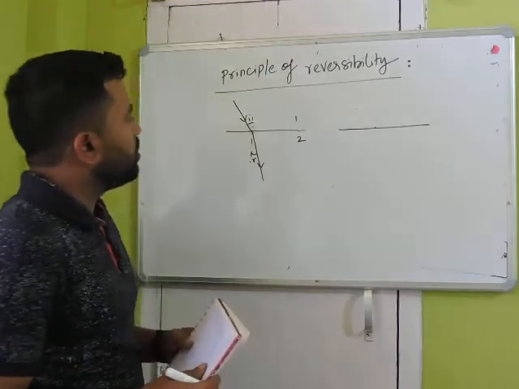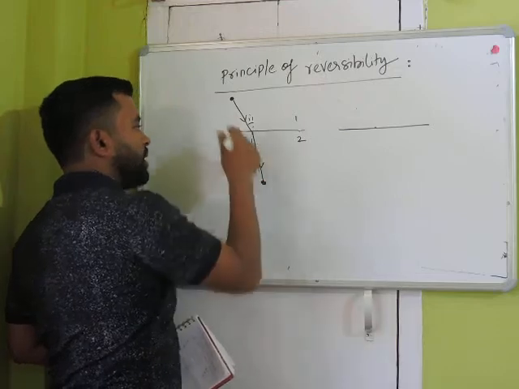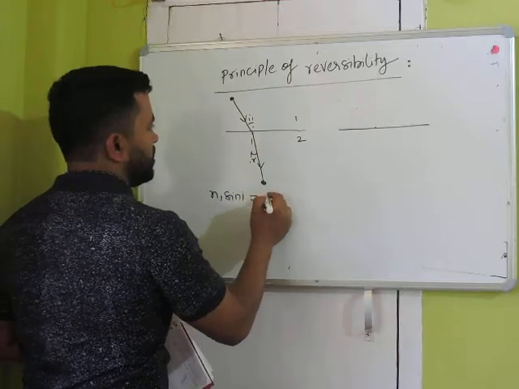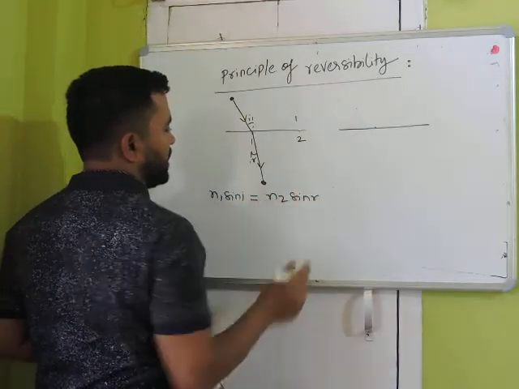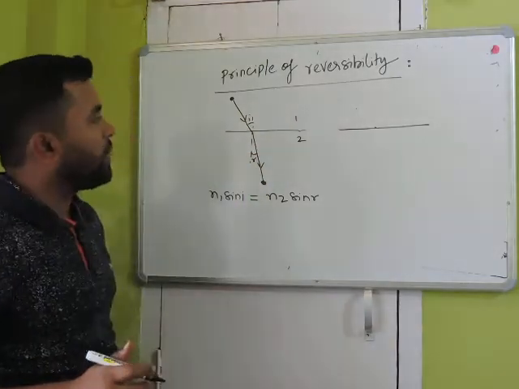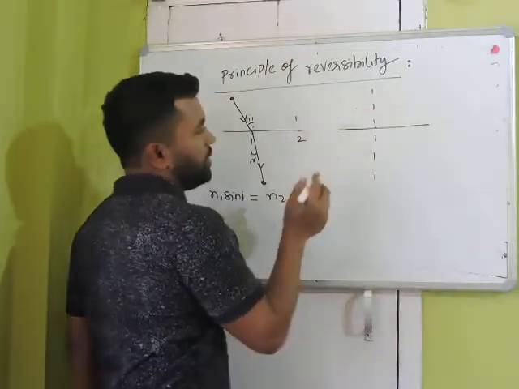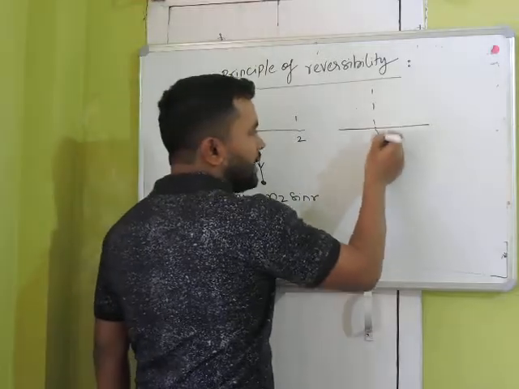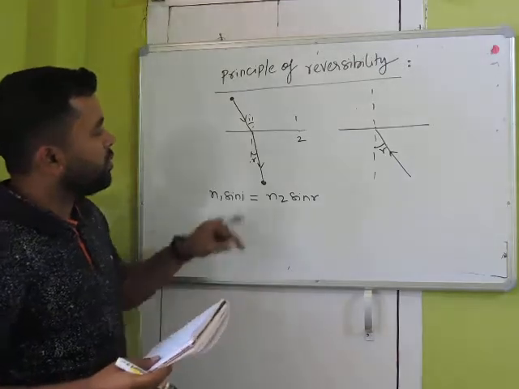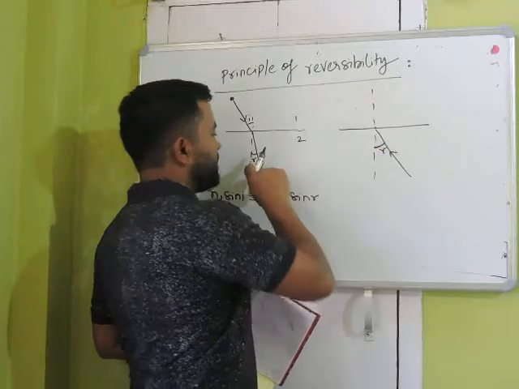Okay, so if light is going from, let us say, this end to this end, we can write Snell's law. So it will be N1 sin I is equal to N2 sin R, keeping in mind that R is measured from the normal, and I is measured from the normal. Now, what will happen if we incident the light at the same angle R? Try to understand. So now we incident light at the same angle R. So this angle is the same as this.